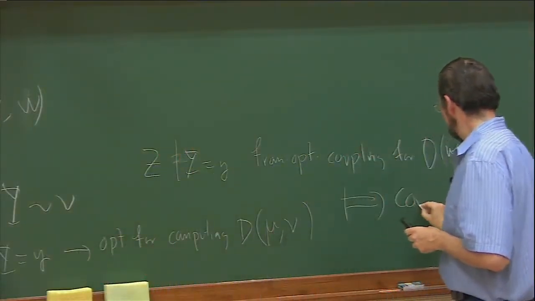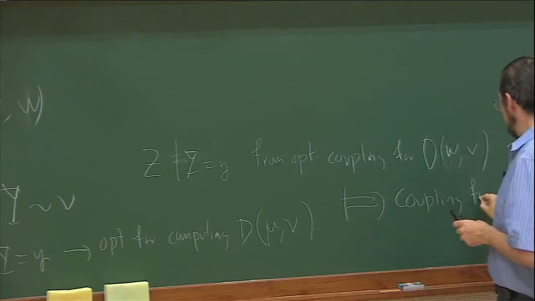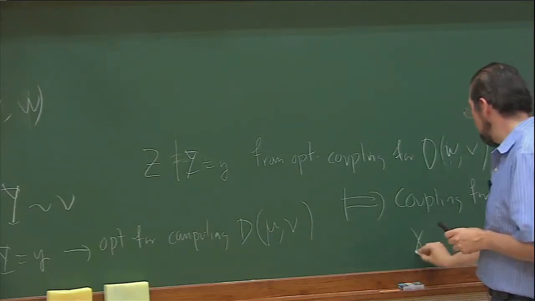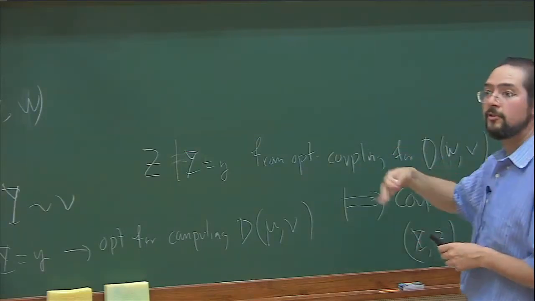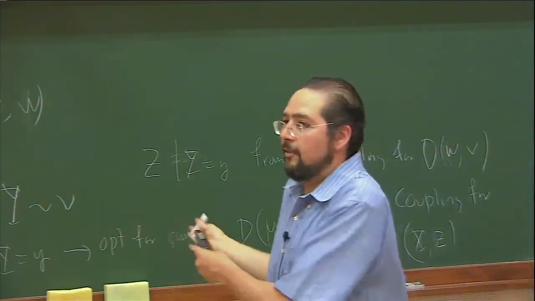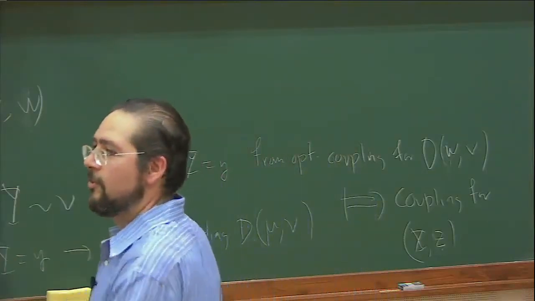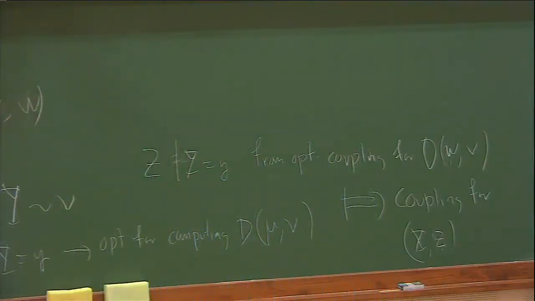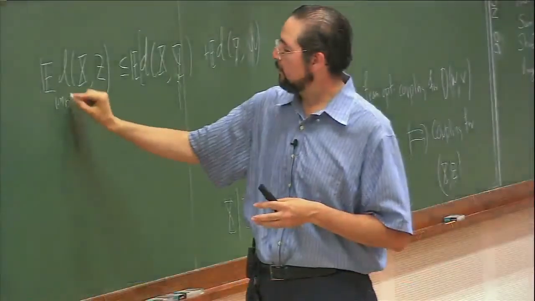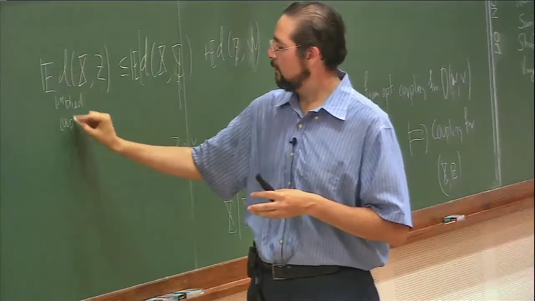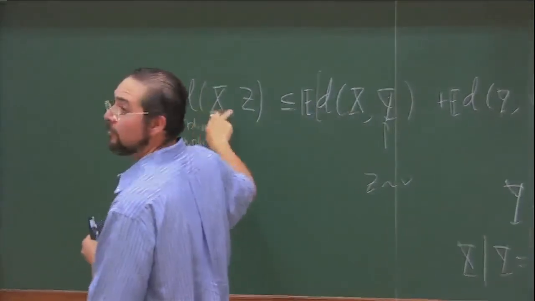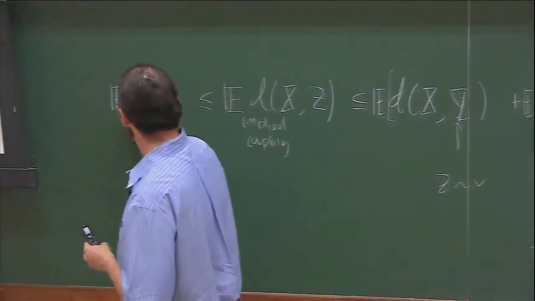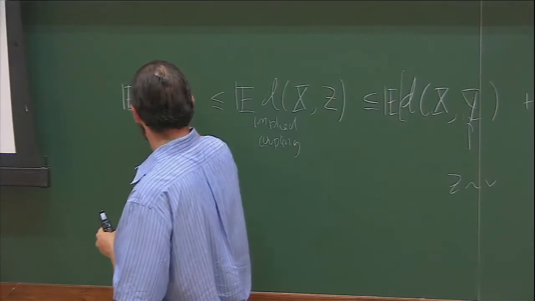This implies a coupling for x and z. This construction implies some coupling for x and z. But this doesn't have to be the optimal coupling. This is just some coupling, right? So the triangle inequality tells you about this implied coupling, right? And by definition of the optimal coupling between x and z, you just get the expected value under P star of the cost of x and z.